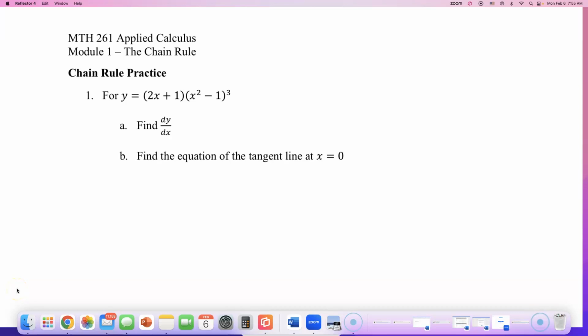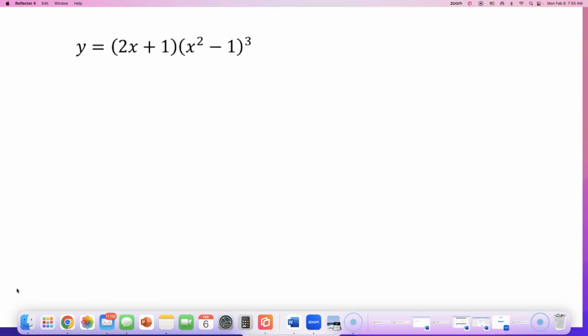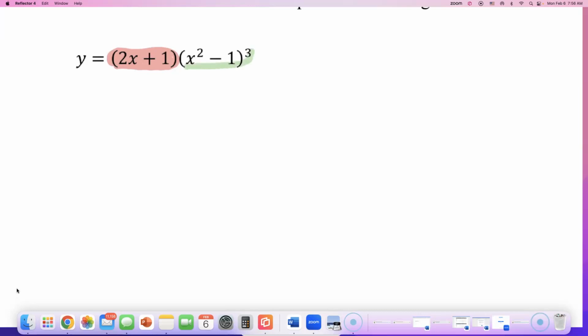So in this practice problem, we're going to find the derivative first and use that to write the equation of the tangent line. So let's do part A first. To find the derivative of this function, I will need to do the product rule. You see why, right? We have a product of this red times this green. When two things are multiplying, we're going to have to use the product rule.